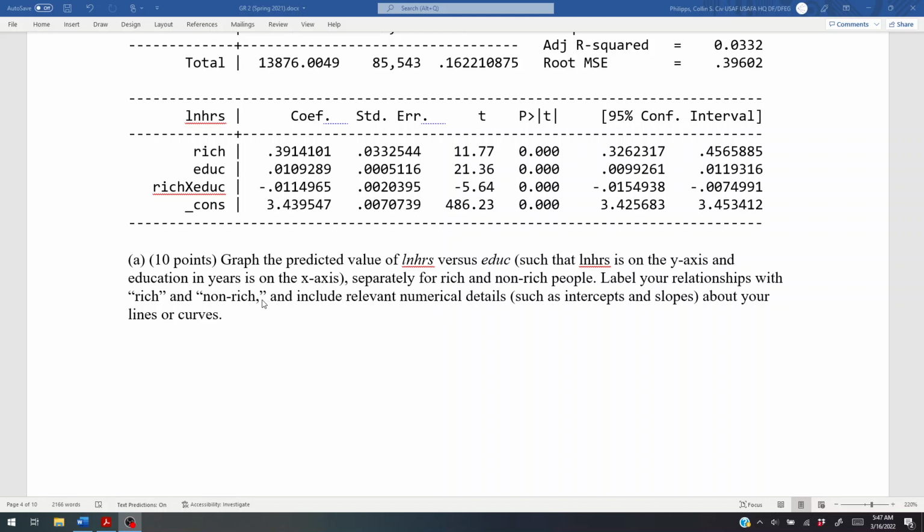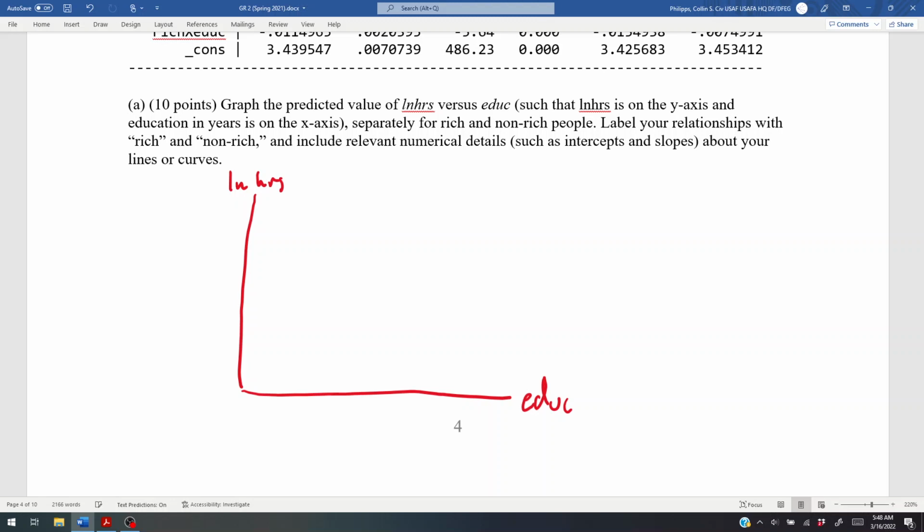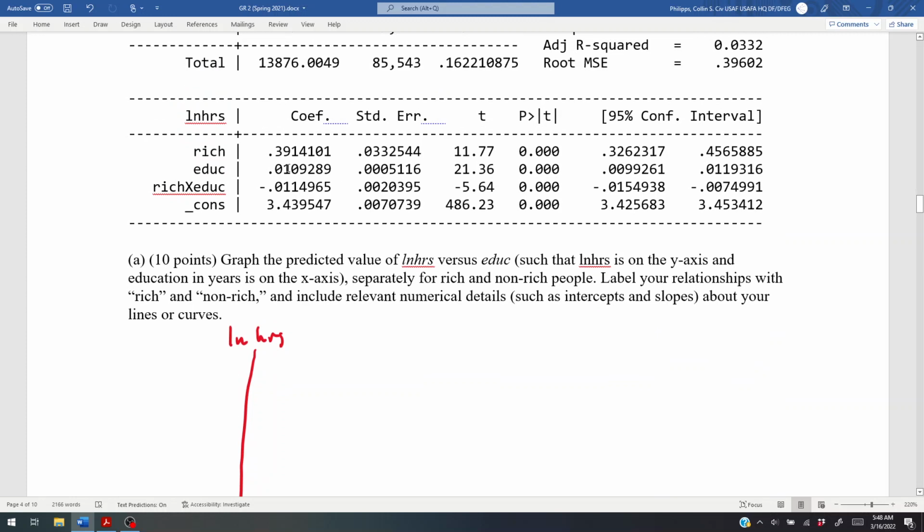So how do I start to attack this problem? It wants me to graph the predicted value of log hours versus education. Okay, log hours is the dependent variable. Education is going to be my right-hand side variable. I know I'm going to need some axes, so I guess I can go ahead and draw them, education and hours. Well, I made it that far. Hopefully that's good for partial credit. Label your relationships with rich and non-rich and include relevant numerical details. What will I figure out next?